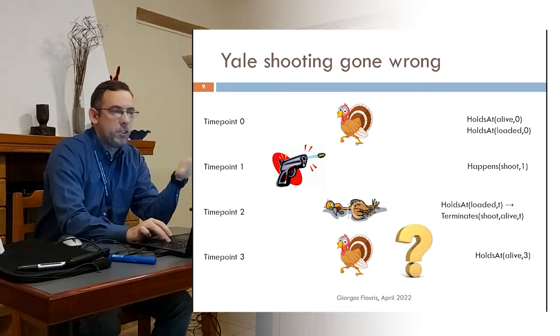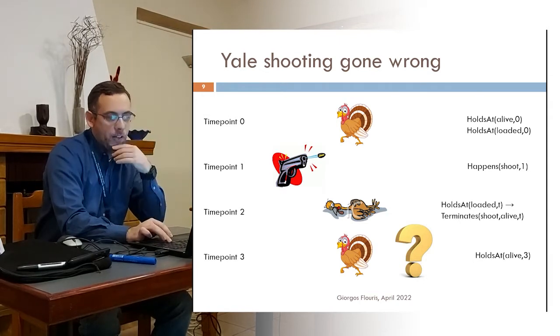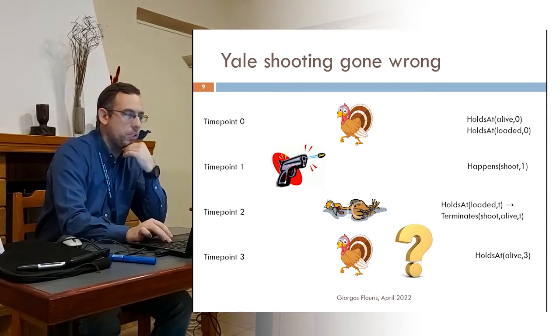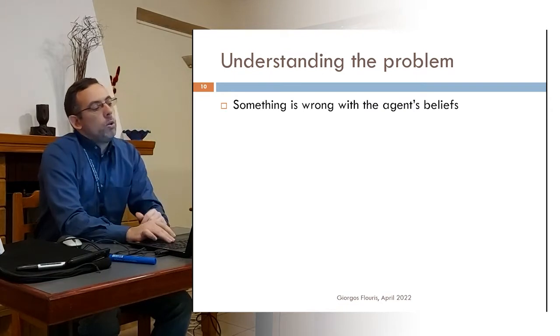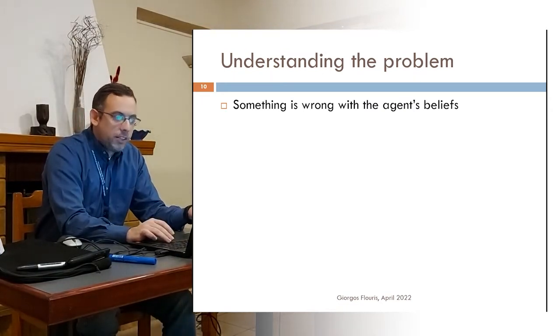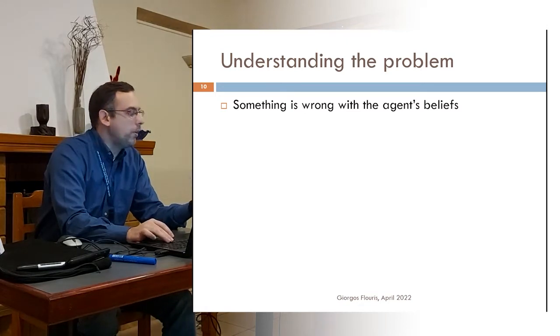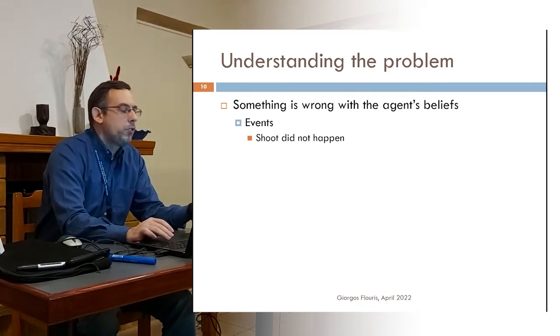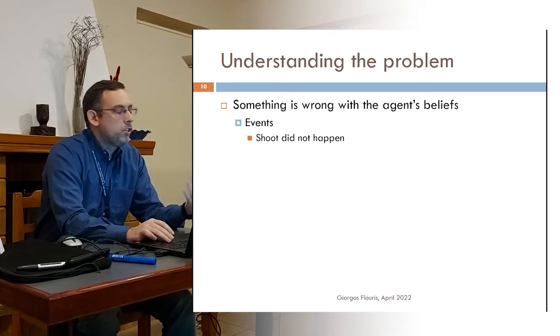And this is where belief revision comes into play, as also Raphael described in his opening talk in this workshop. So obviously something is wrong with the agent's beliefs, and we have 3 different options to right this wrong. The first one is to assume that the shot didn't really happen.